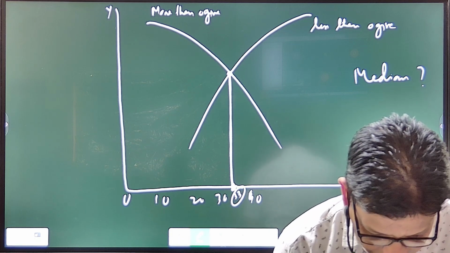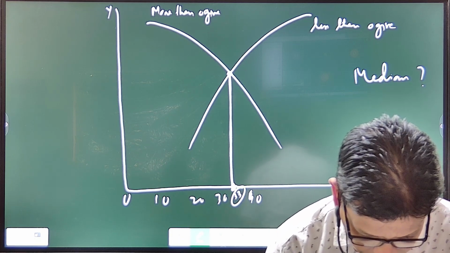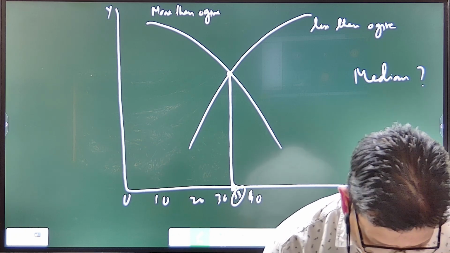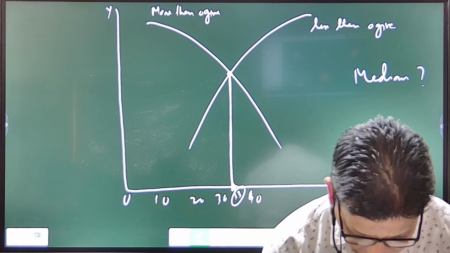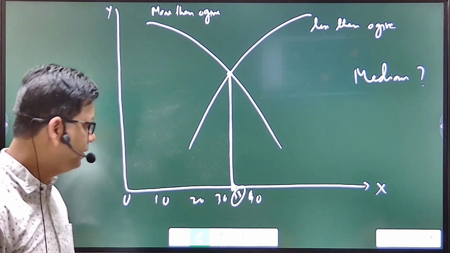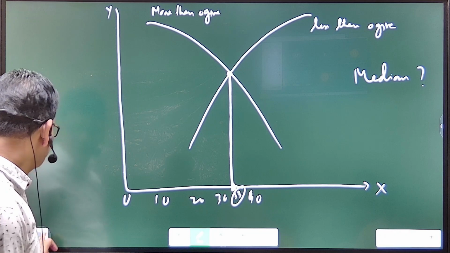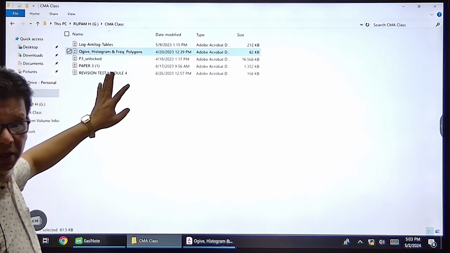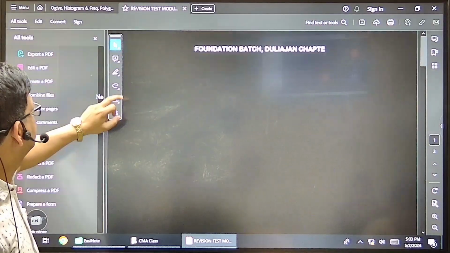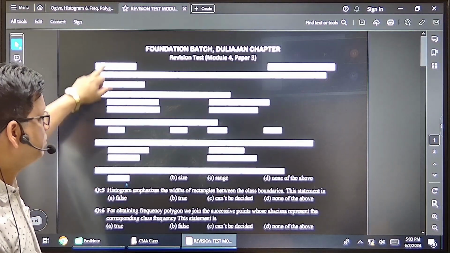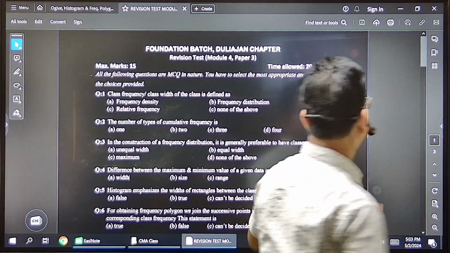Module 5 will be starting soon. That means in the next class probably. Now, I'm going to show you one set of questions which I will be sharing. Right now I cannot share because answers are also there. So, this is a revision sheet. At the bottom the answers are there, so I am not going to share it in the group.